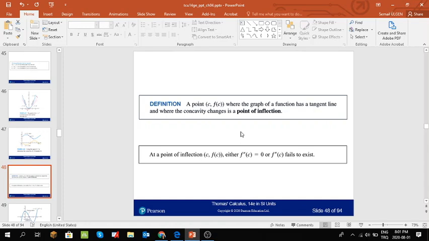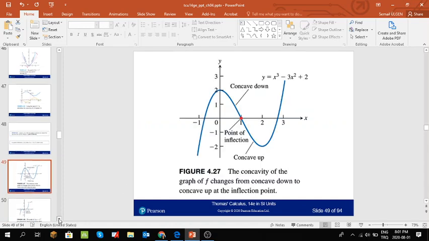And we have a note here. At that point of inflection, we are going to have either the second derivative is 0, or the second derivative at that point fails to exist. So we may have one of the two. Let's see the example.